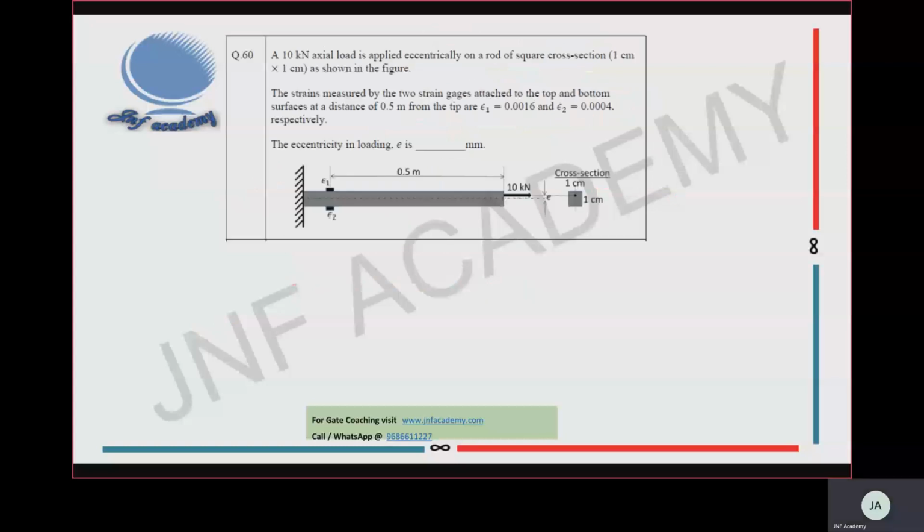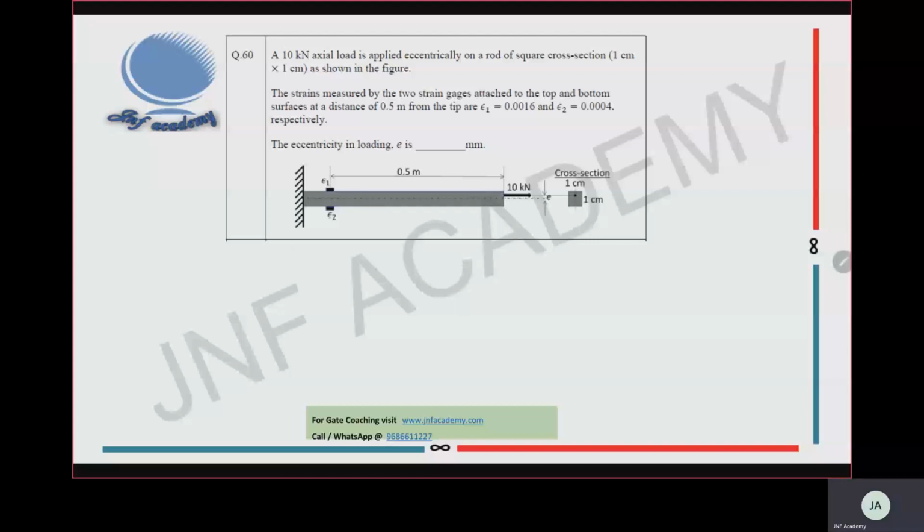Question number 60. A 10 kilonewton axial load is applied eccentrically on a rod of square cross section 1 centimeter by 1 centimeter as shown in the figure. The strains measured by two strain gauges attached on the top and bottom surfaces at a distance 0.5 meter from the tip are 0.0016 and 0.0004 respectively. The eccentricity in loading E is equal to how much mm?